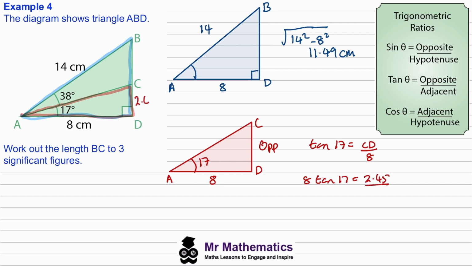So I'll label this on a diagram. And we know B to D is 11.49. So B to C will be the 11.49 minus the 2.45. And this gives us 9.04 centimeters. Okay? How did you get on with that? Let's try one final question.